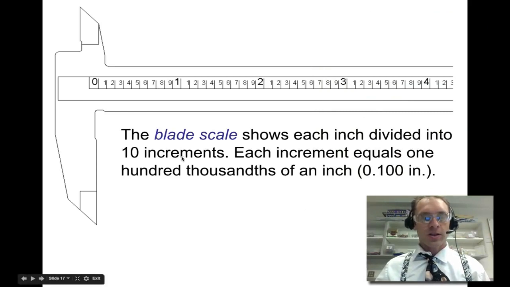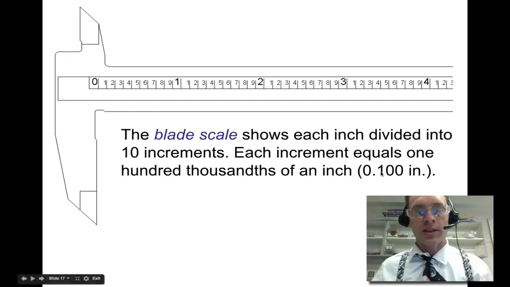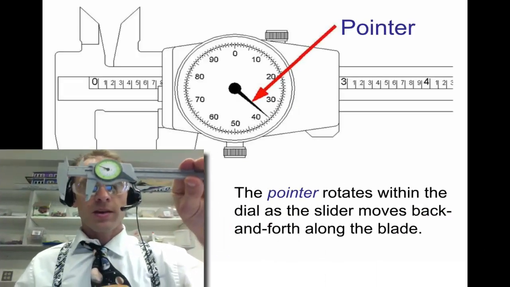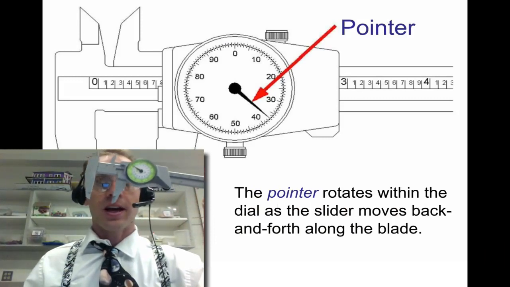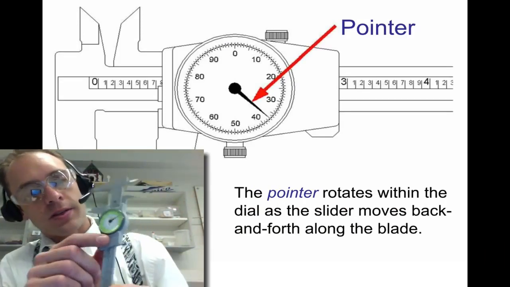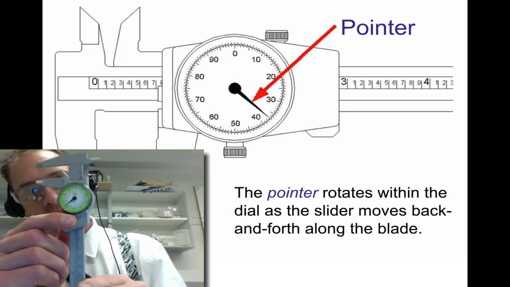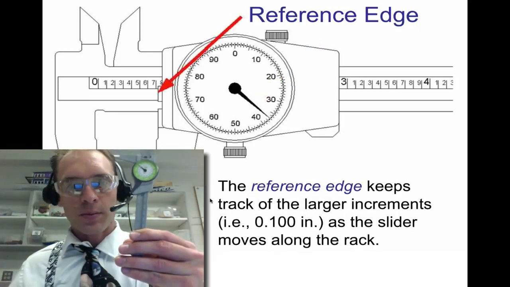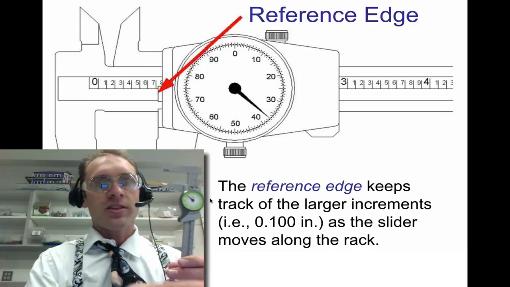The blade scale again shows in 10 increments, so each one is 0.1 of an inch. That's your slider, that's your base, or your blade, sorry. The blade is the immovable portion, that's this chunk. The slider moves back and forth on it. The pointer points to the exact position for the numbers that you're going to read. So you can see that it's changing on this. I know it doesn't really want to focus on this, but we should be able to get what we need to. That is your reference edge.